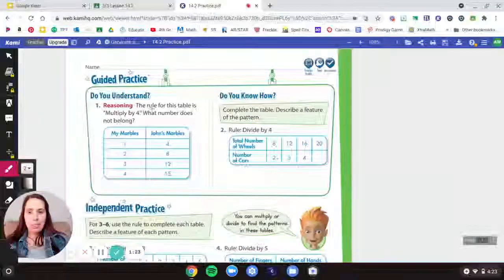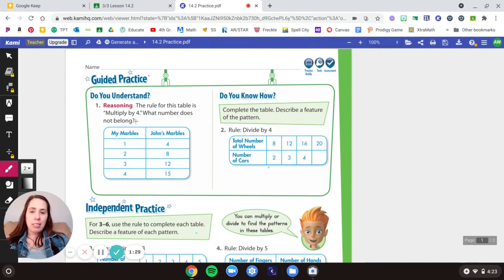The rule for the table is multiply by 4. What number does not belong? So in my head, I know I have my marbles, and to figure out how many John has, I have to multiply by 4. So in my head, I'm thinking 1 times 4 should be 4. Yep, all right, that one is good. Then 2 times 4 in my head is 8. Yep, 8 belongs. 3 times 4 would be 12, okay. And 4 times 4, oh, that one doesn't belong. What should it be? It should be 16.